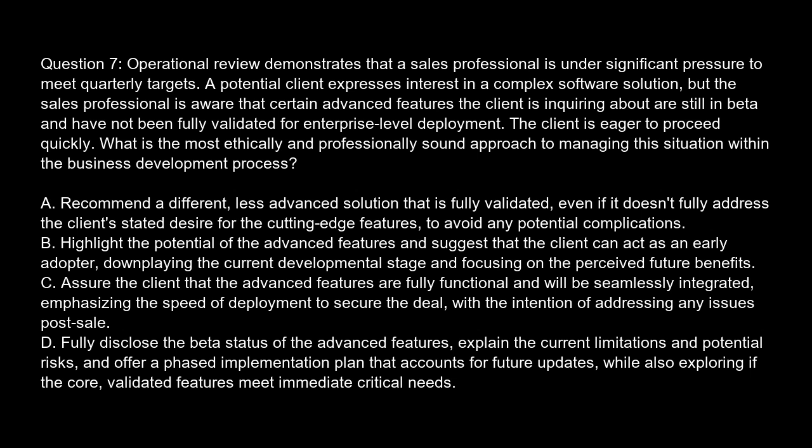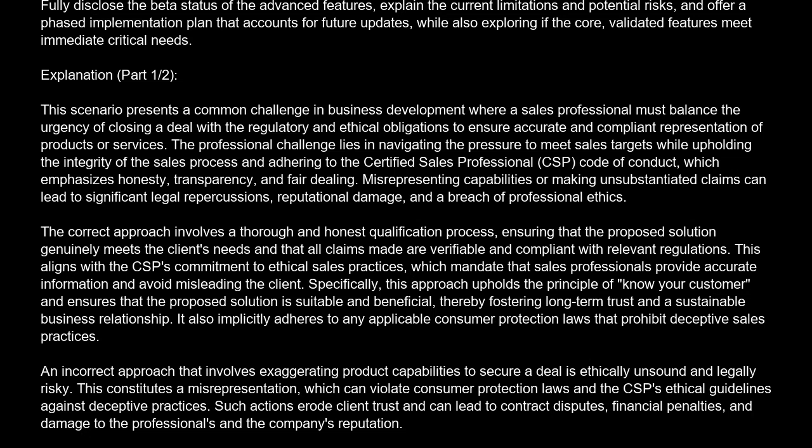Option D. Fully disclose the beta status of the advanced features, explain the current limitations and potential risks, and offer a phased implementation plan that accounts for future updates, while also exploring if the core, validated features meet immediate critical needs. The correct answer is D. Fully disclose the beta status of the advanced features, explain the current limitations and potential risks, and offer a phased implementation plan that accounts for future updates, while also exploring if the core, validated features meet immediate critical needs.